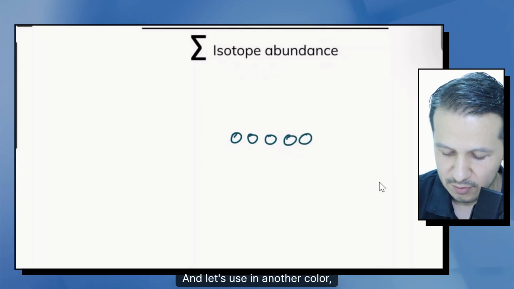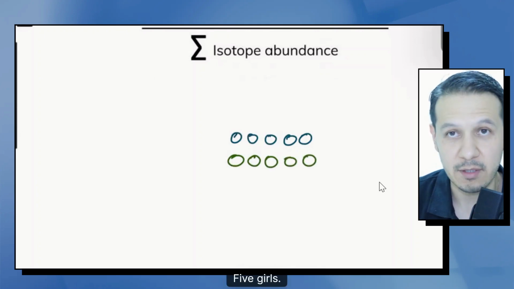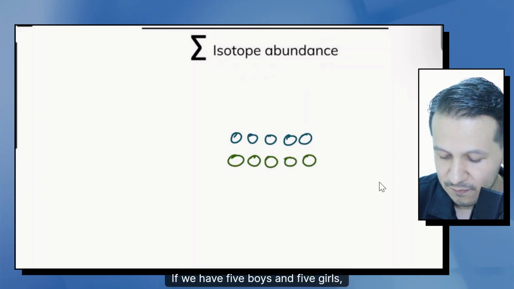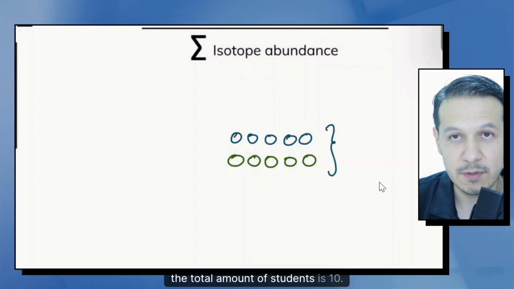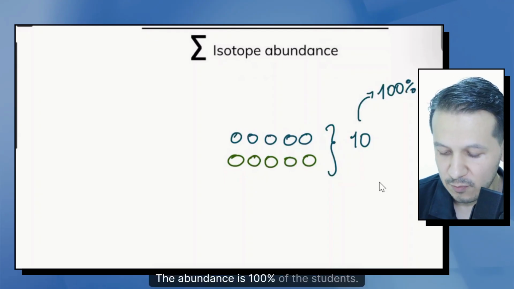And let's use another color: 1, 2, 3, 4, 5 girls. If we have 5 boys and 5 girls, the total number of students is 10. We say that 10 is the 100% of students. The abundance is 100% of the students.